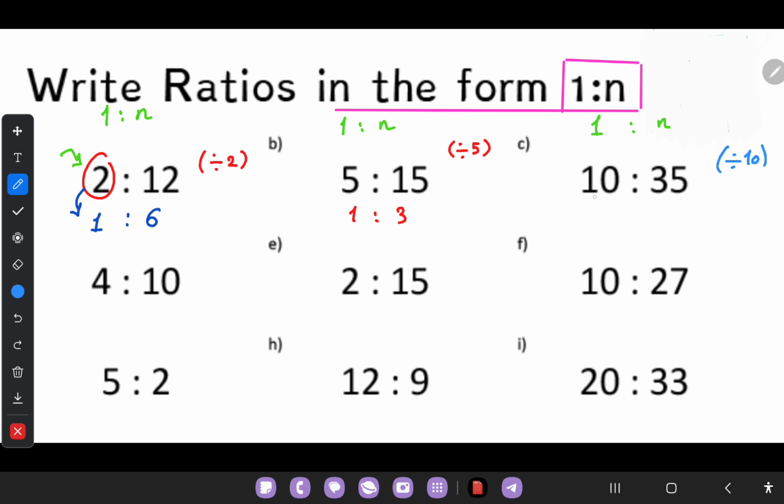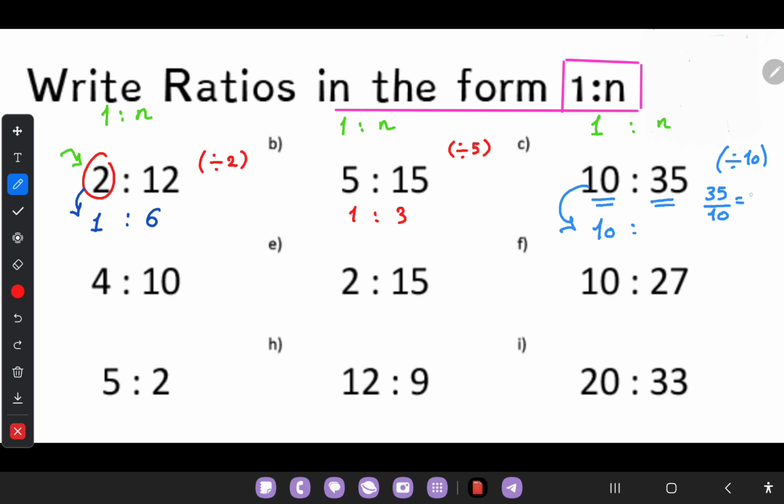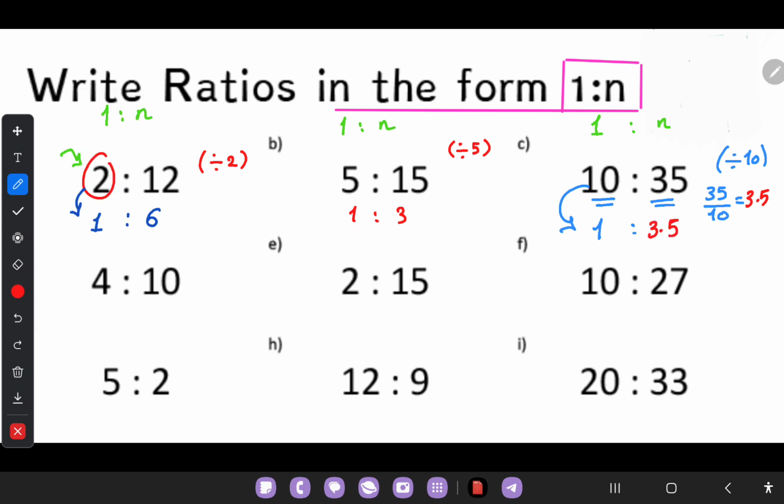Why? I want to make this 10 equal to 1. So I will divide each term of this ratio by 10. If we divide 10 by 10, we will get 1. And then 35 divided by 10 will be a decimal number. Never mind, I will write it 3.5. So 10 divided by 10 will be 1, and 35 divided by 10 will be 3.5. So the ratio 10 to 35 is converted to 1 to 3.5.